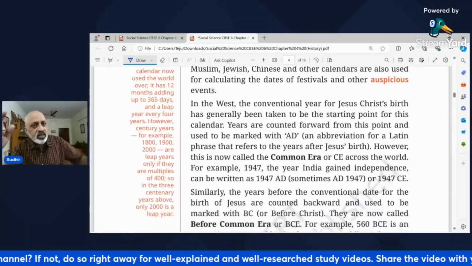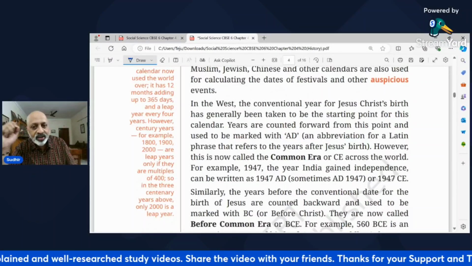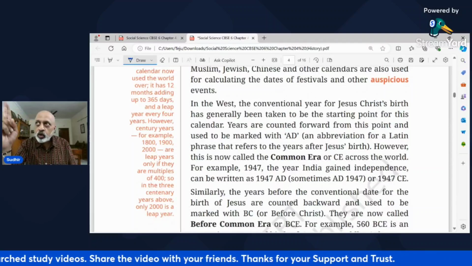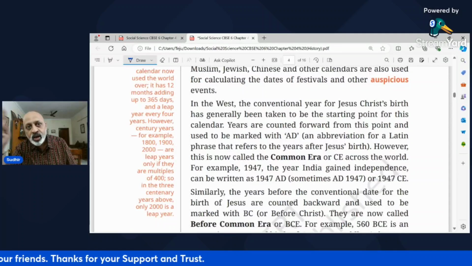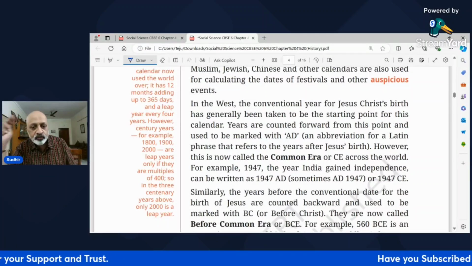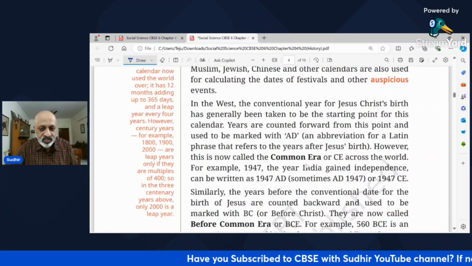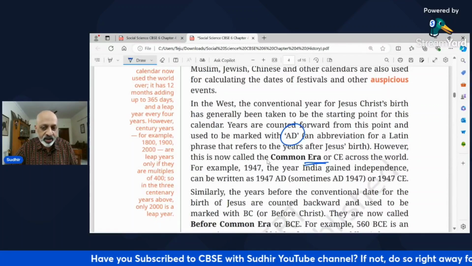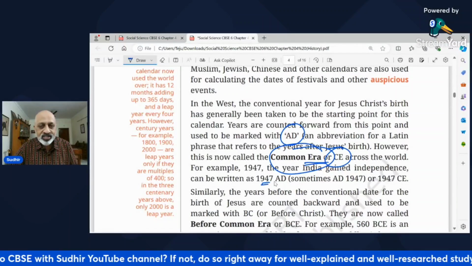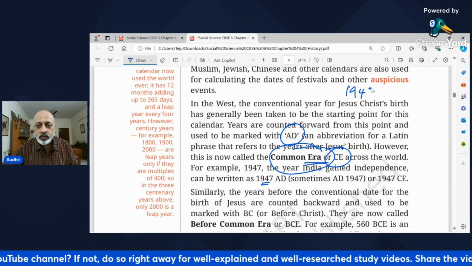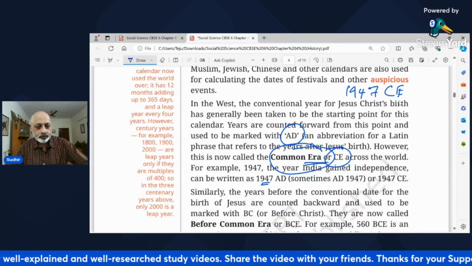So what happens is, in the West, the conventional year of Jesus Christ's birth has been taken to be the starting point, which is why you have Before Christ, and then you have an abbreviation for a Latin phrase, AD, which is for after Jesus' birth. But now it is known as the Common Era or CE. So these days we don't use the abbreviation AD. Isko aapko janna zyada zaruri hai, which is called Common Era. So 1947, which is the year of India's independence, is also known as 1947 CE, that is Common Era.